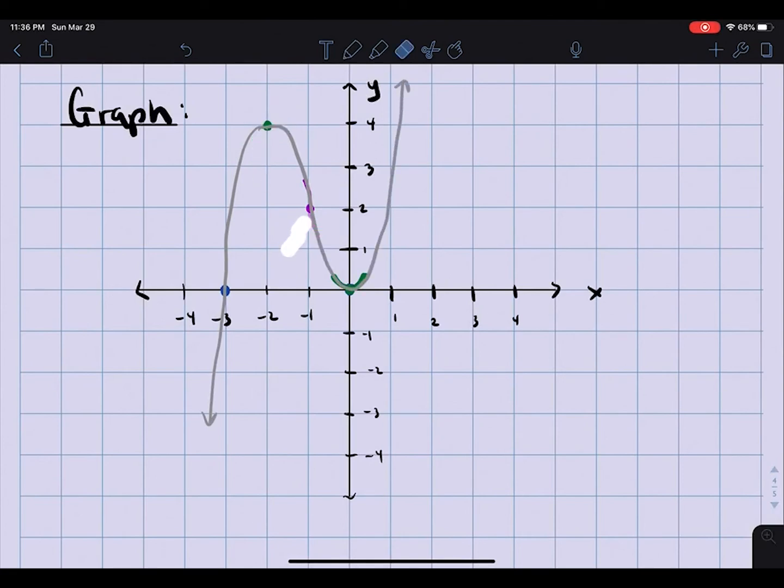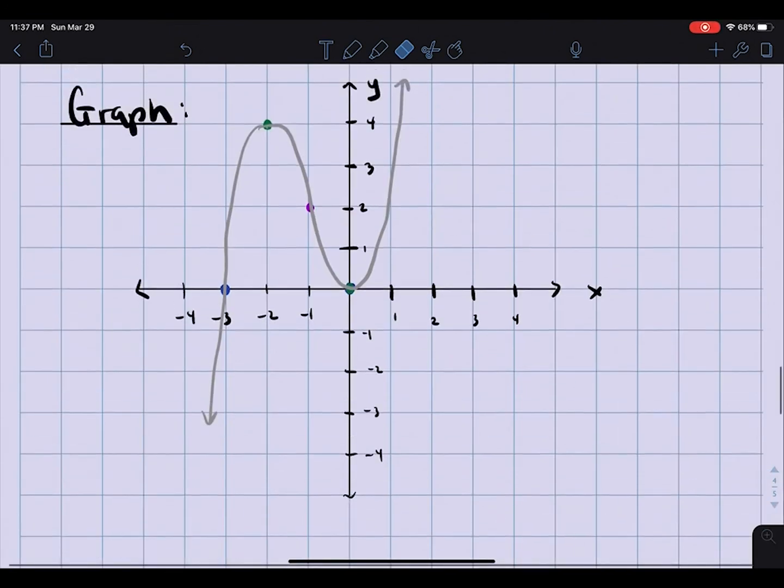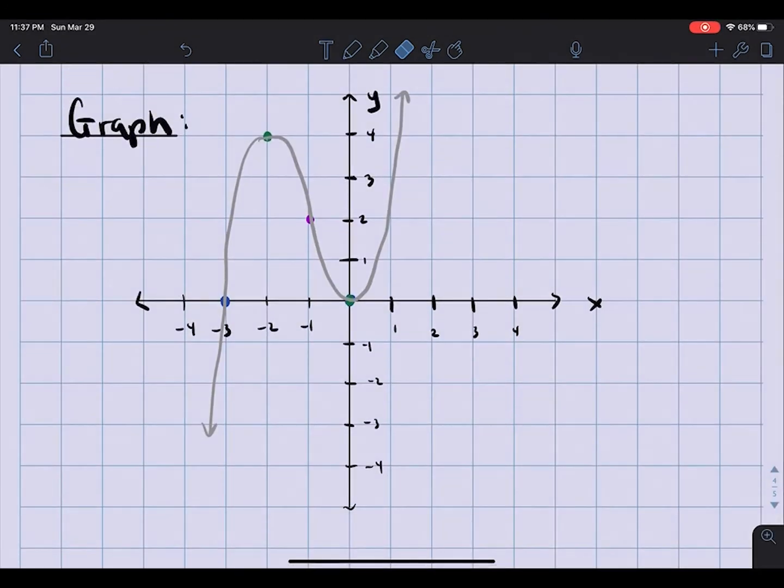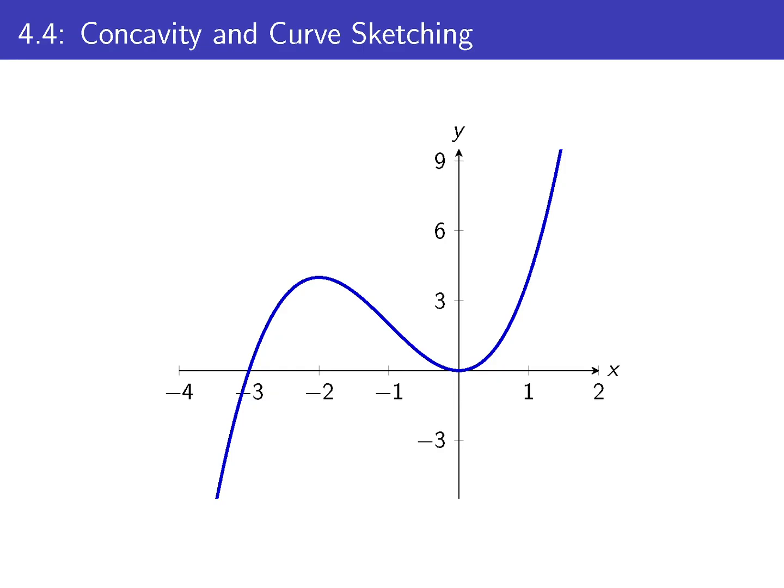I think it's important to remember that these problems are usually worded as sketch the graph. I hope you can now see why. So now for good form, let's compare what we've sketched to the graph of this function made by a computer. Isn't it a great feeling when a computer confirms what you did?